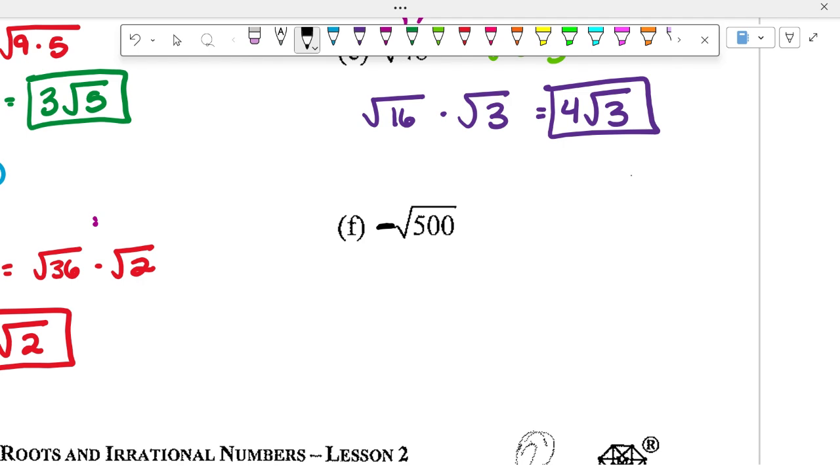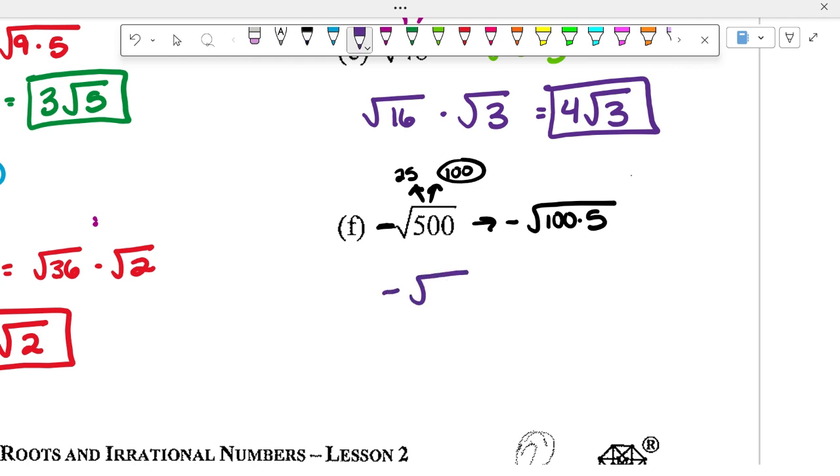100. All right? Because remember, if it's 500, it's clearly going to be divisible by 100. Which, by the way, another one that would have worked is 25. But again, 100 is the biggest, so that's the one we're going to use. So how can I rewrite the square root of 500 with using 100? 100 times 5. So if I separate, this would be negative square root of 100 times the square root of 5.